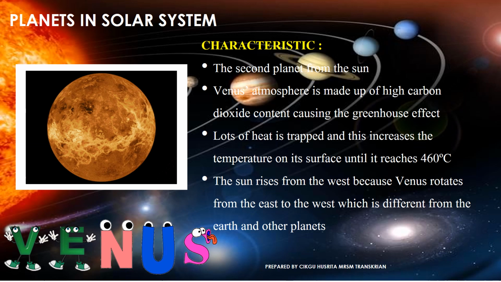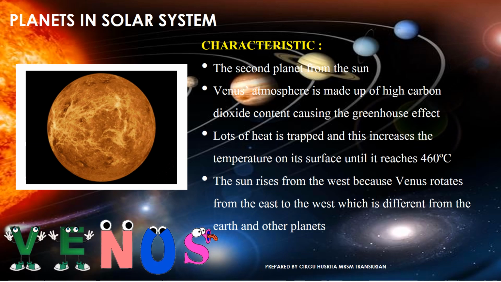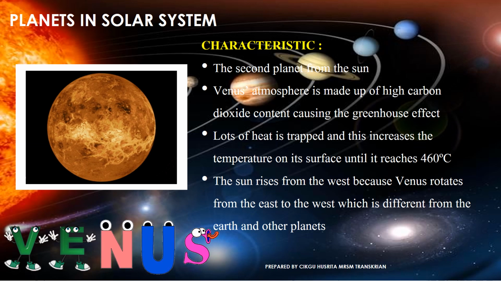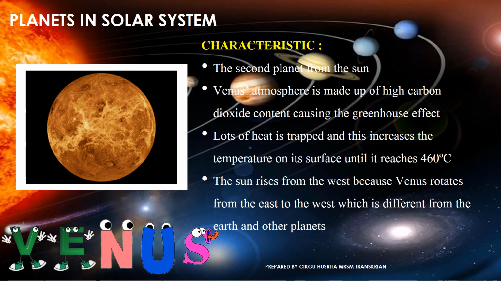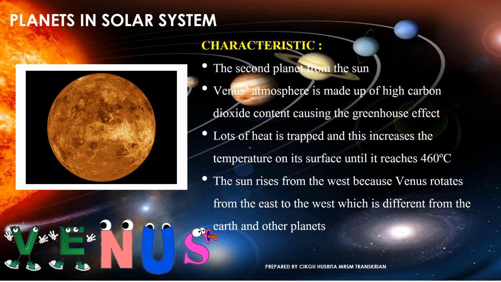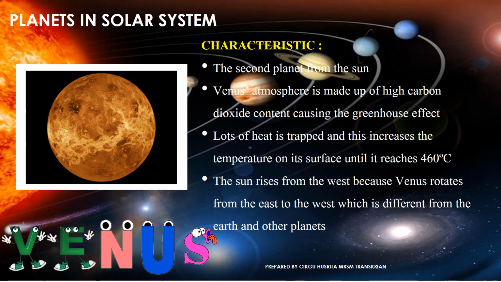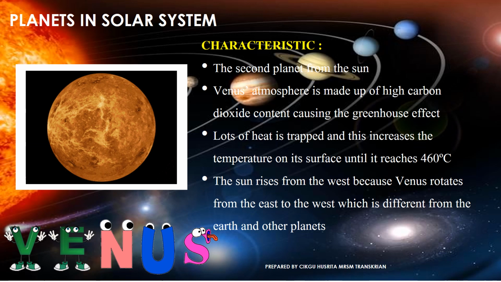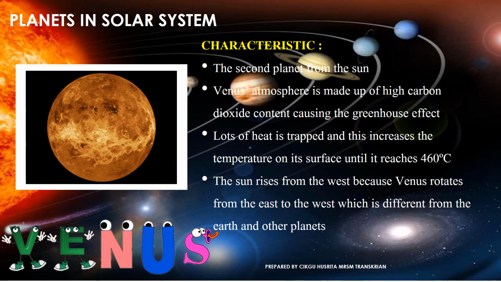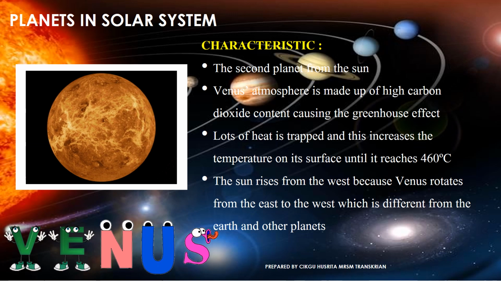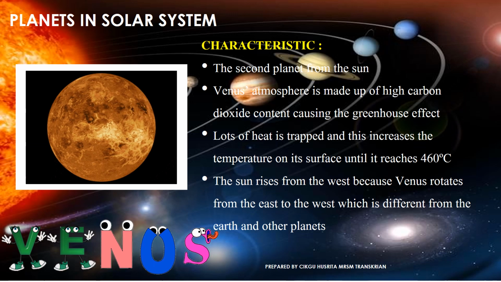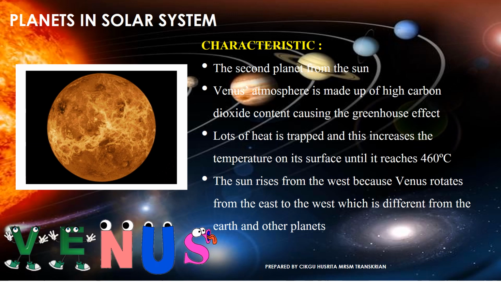The second planet from the Sun is Venus. The atmosphere of Venus is made up of high carbon dioxide content. The carbon dioxide can cause the greenhouse effect, because carbon dioxide is a gas that is able to trap more heat, which increases the temperature on its surface until it reaches 460 degrees Celsius. The Sun rises from the west because Venus rotates from east to west, which is different from the Earth and other planets. This is the picture of Venus.